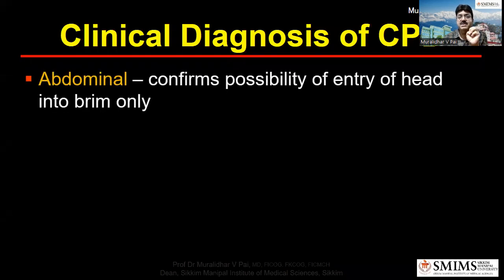So the clinical diagnosis can be two types. One is abdominal, which confirms the possibility of entry of head into the brim only. It will not tell you about whether the head can be engaged. Indirectly, you can say if only 2/5 of the head is palpable, head is engaged indirectly by Crichton's maneuver. But you have to have the proof of the pudding by direct pelvic examination, isn't it?